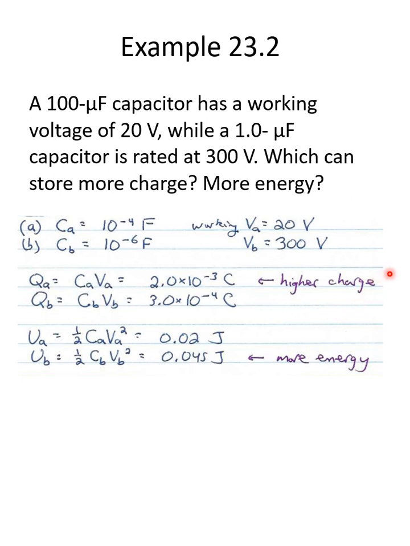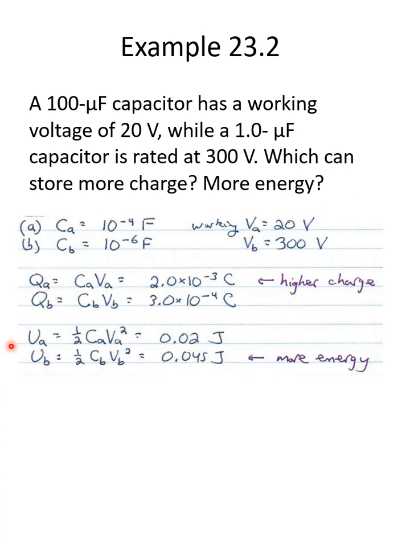But what about which one can store more energy? Well, the energy, again from a previous video, the energy of a capacitor is 1/2 capacitance times voltage squared. And so if the first one has a capacitance of 10 to the negative 4 farads, and it can handle as much as 20 volts, then we'll multiply 1/2 times 10 to the negative 4 farads times 20 volts squared, and we get 0.02 joules.